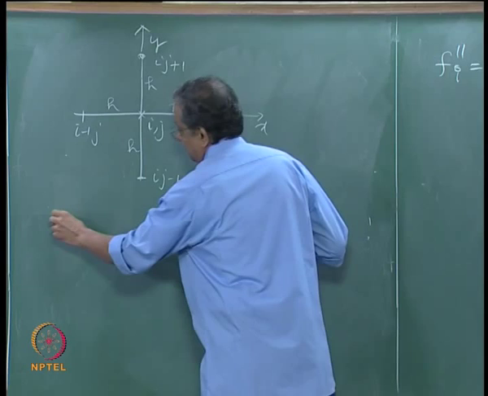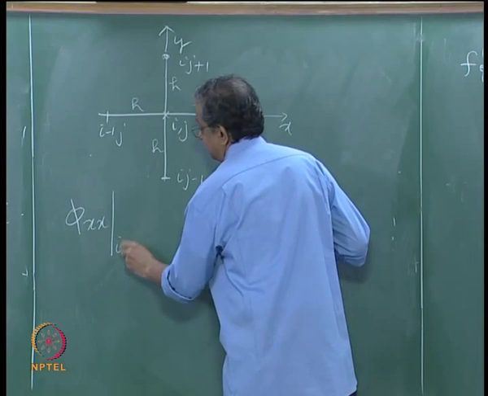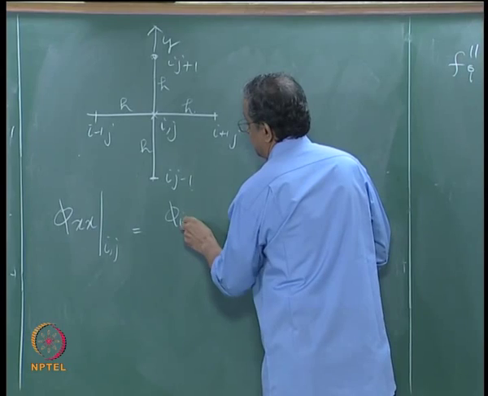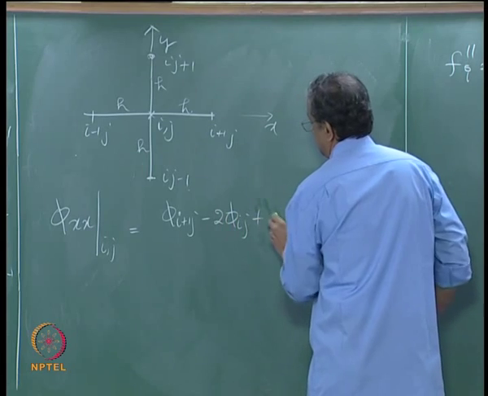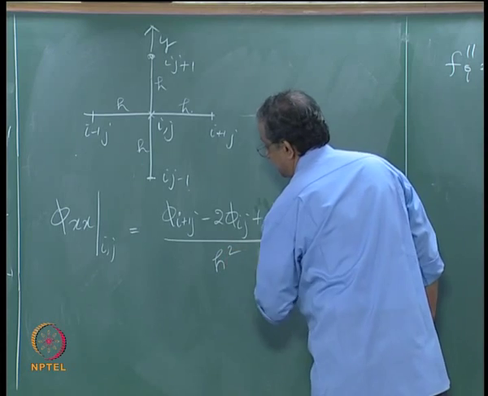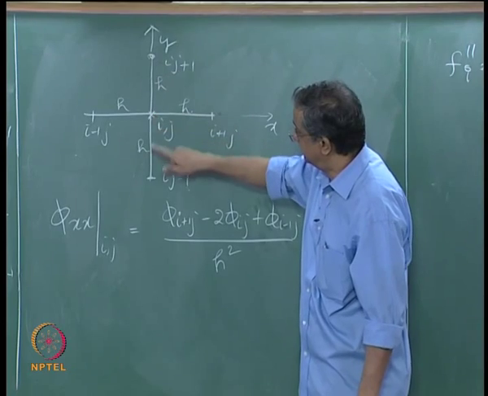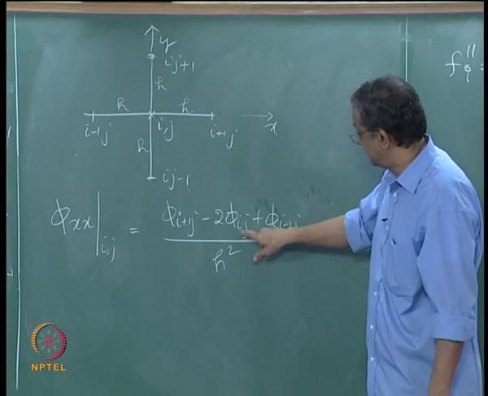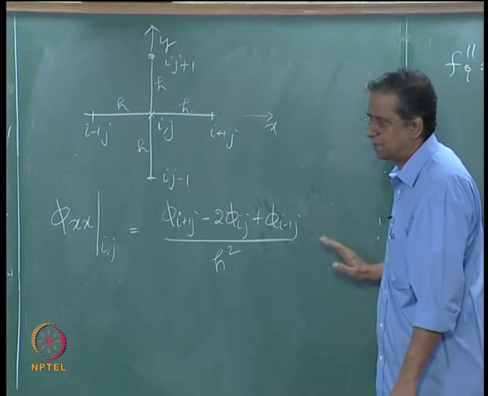So what is the first term at the point ij using the expression that we have just derived? It's phi i plus 1 j minus 2 phi i j plus phi i minus 1 j divided by h squared. Okay. So at the nodal points, if I have the function phi given at i plus 1 j, i j, i minus 1 j, I can estimate the derivative. Okay, and we have a truncation error associated with it.